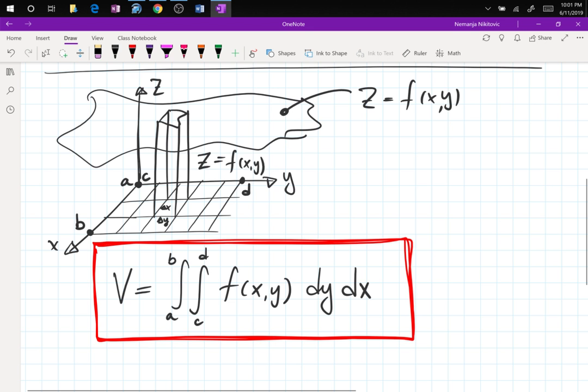So is this a 3D volume? Of course it's a 3D volume, because you have dx as length, dy as length, and z. So x times y times z is 3D. So it's calculating the volume. So we're all good.